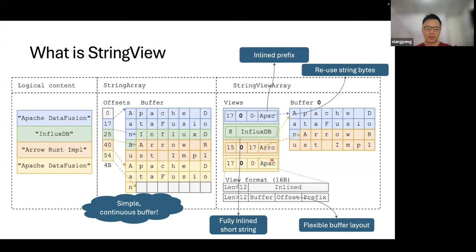And lastly, you may have noticed that the first string and the last string are the same. In the string array, we have to repeat the string bytes, because there's no way for us to express that those strings are the same. But in string view array, we can just use the same offset 0 to point to the same underlying bytes so that we can reuse strings, and that is very efficient if the string view array has a lot of repeating values. So that is string view array.